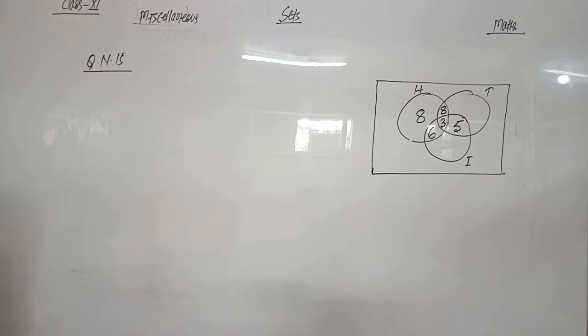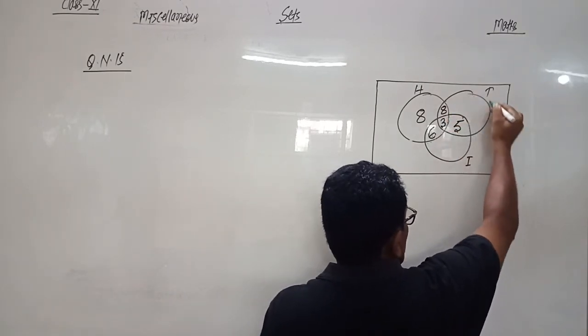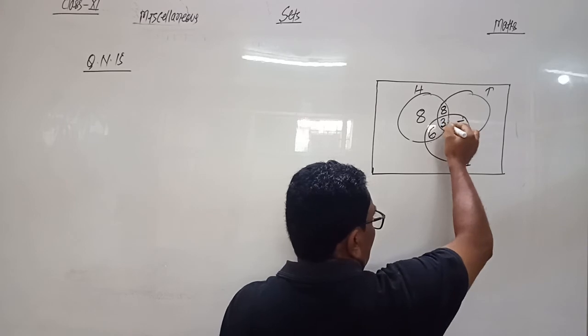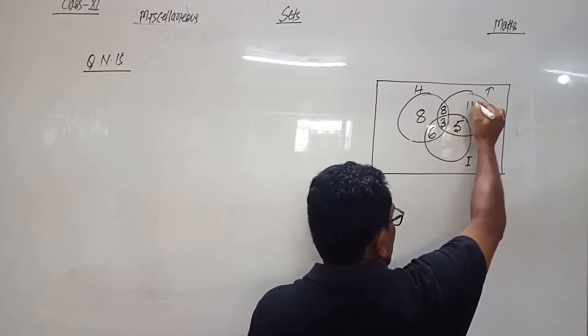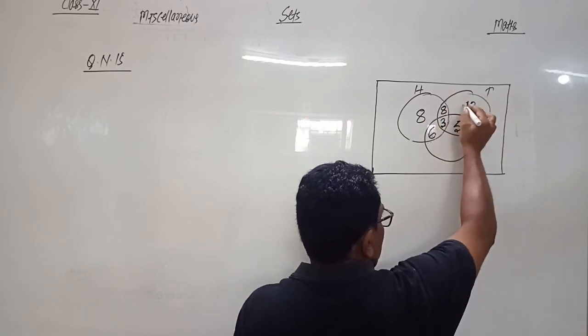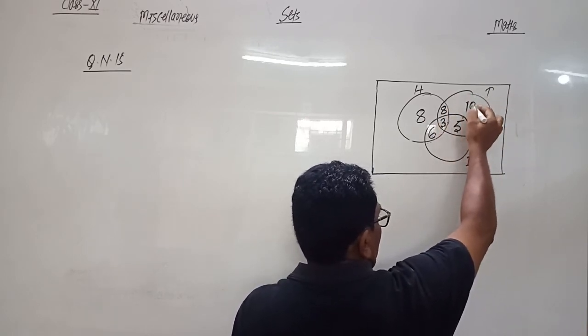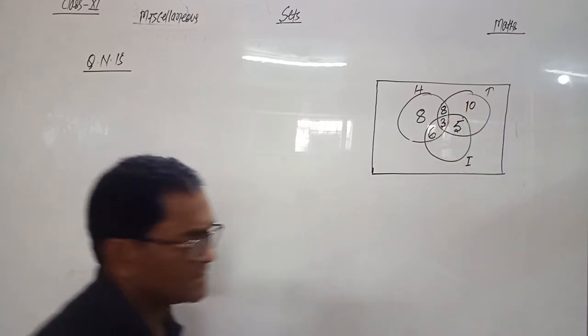26 read newspaper T. 26 people read newspaper T. And the people who filled 5 plus 3, 8 plus 8, 16. So this will become 10. Then the people who read newspaper T becomes total 26. 10 plus 8, 18 plus 3, 21 plus 5, 26.